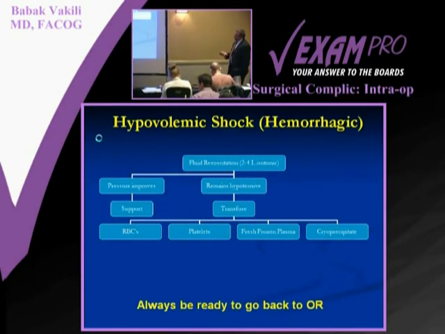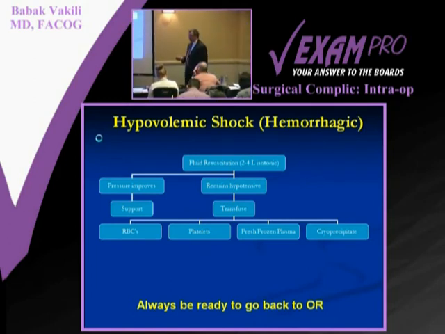How do you manage it? Most of you guys know this. Fluid resuscitation first. Isotonic fluid is the key. If their pressure improves, you just support them. All right? If they remain hypotensive, then you start transfusing them. Remember to transfuse all products if you need to, not just red cells. Okay? And that depends on volume.